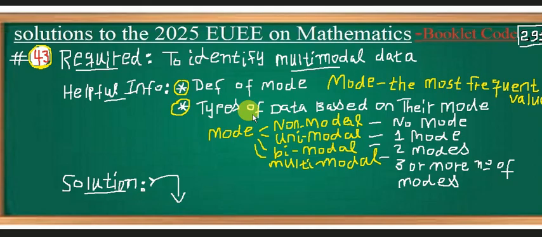And there are different types of modes. Some data can have no mode at all. It can be no modal. Some data has exactly one mode. Unimodal. It's called unimodal. If a data has 2 modes, it's called bimodal. If a data has 3 or more modes, it's called multimodal. For the present problem, we are asked which one of the given data is multimodal.